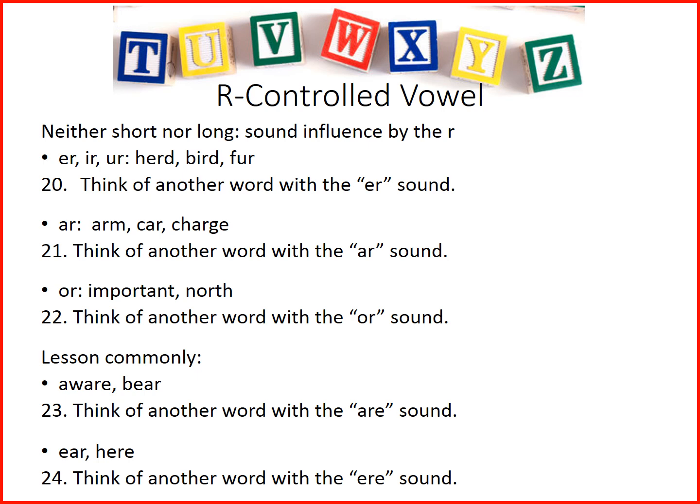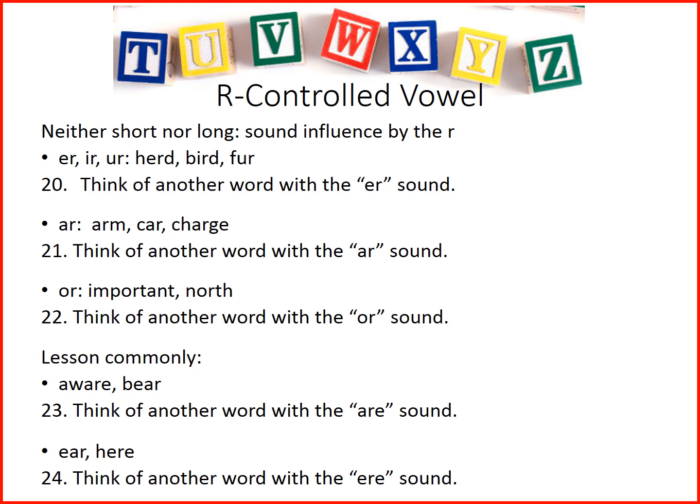Now we're going to talk about R-controlled vowels. So these are neither short nor long sounds. The vowel sound is influenced by the R that follows it. So in Americanized English, at least most dialects, we say ER, IR, and UR the same. We say it like in herd, bird, fur. So for number 20, pause the video and think of another word that has the sound.